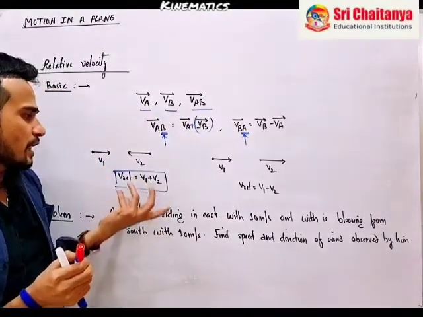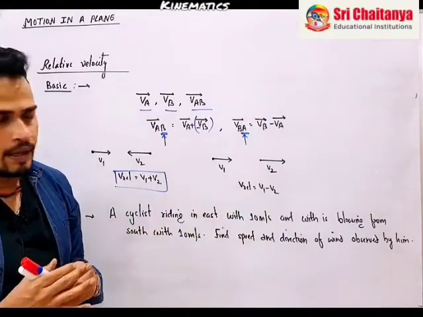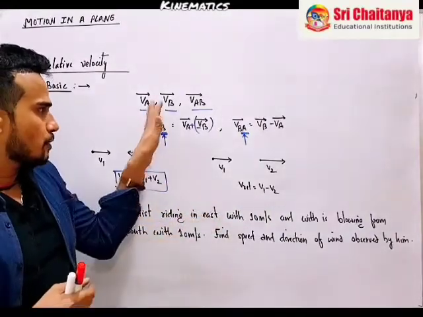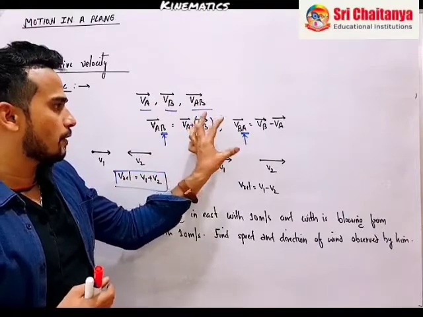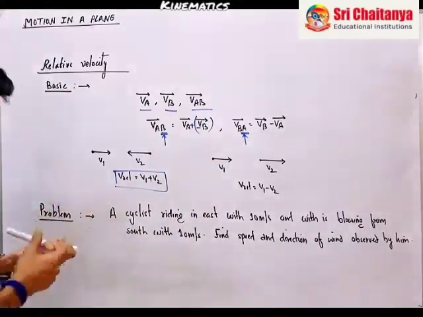If they are going in opposite directions, it is v1 plus v2. If they are going in the same direction, it is v1 minus v2. Now let's see one simple question based on this form of relative velocity which we studied right now. This is also a famous type of question.